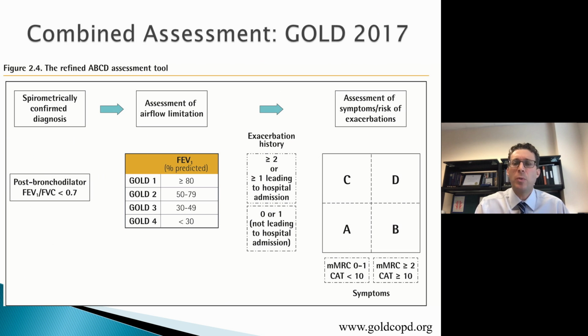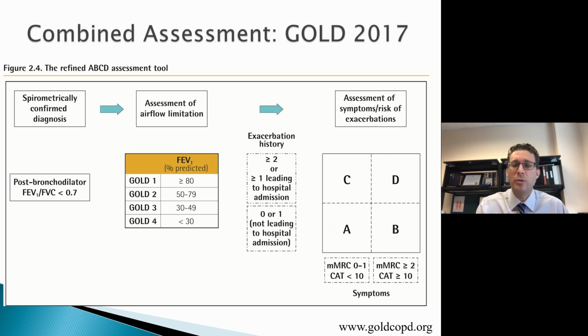And then people may be familiar with this ABCD categorization, which is assessment of both their symptoms and risk of exacerbations. Symptoms are shown here on the bottom, with symptoms being marked by an mMRC score of 2 or more, so having to stop on flat ground or walking slowly, or a CAT score of 10 or more, marking high symptoms. And similarly, high risk of exacerbations was 2 or more exacerbations in the prior year. And GOLD has also added 1 exacerbation leading to hospital admission as a marker of high risk.